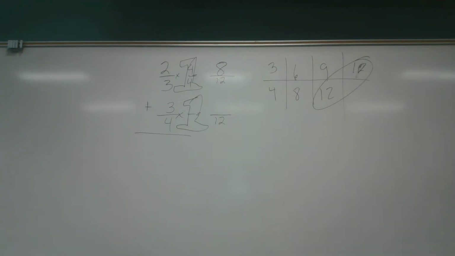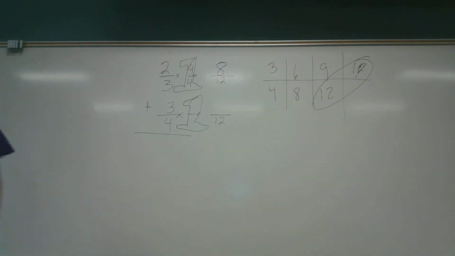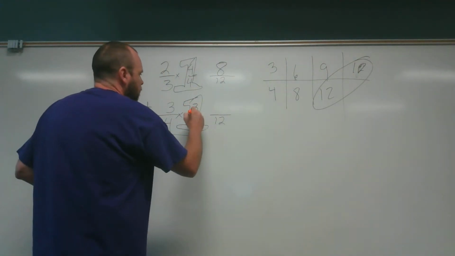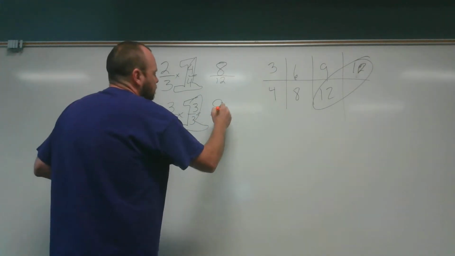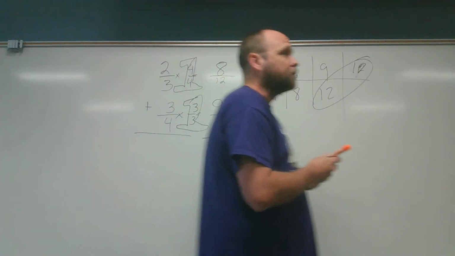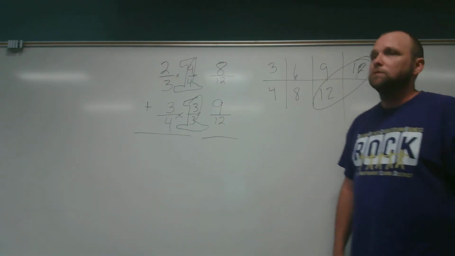Four times what is 12, Mason? 4 times 3. 4 times 3 is 12. So I need to multiply that by 3/3. Mason, what is my new numerator? 9. Notice, if you look at the first one, you can't just change the denominators. You also have to change the numerators.